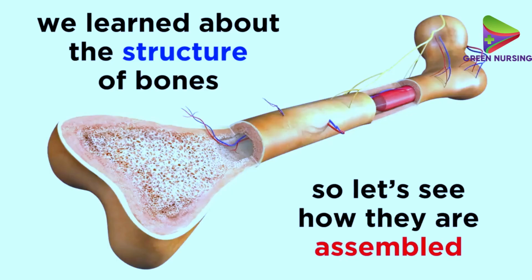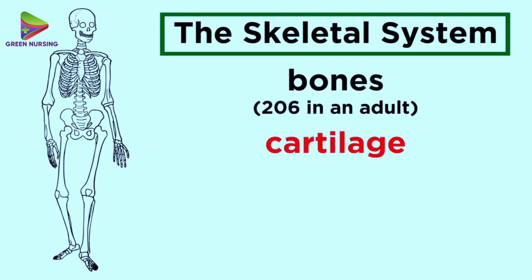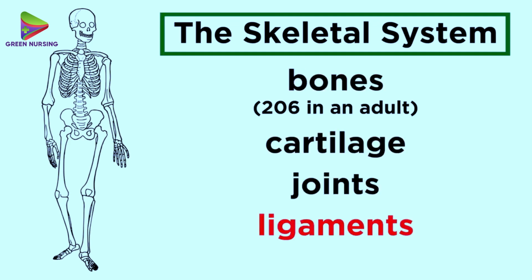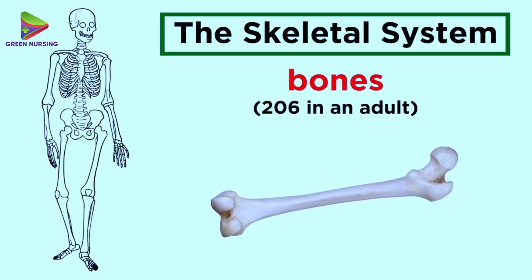Now that we've learned about the structure of bones, we are ready to take a look at how they are assembled in the body. The skeletal system is comprised mainly of bones, around 206 of them in an adult to be specific. But there is also a good amount of cartilage, joints, and ligaments, which altogether make up around 20% of a person's body mass. We will get to joints a little bit later. First, let's check out all the different bones in the body.